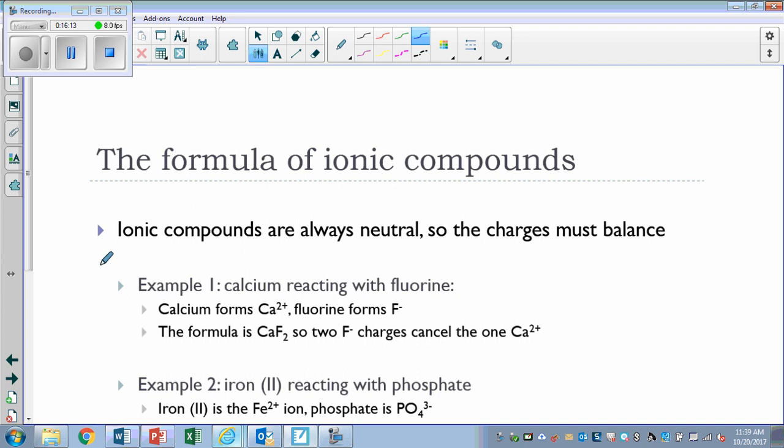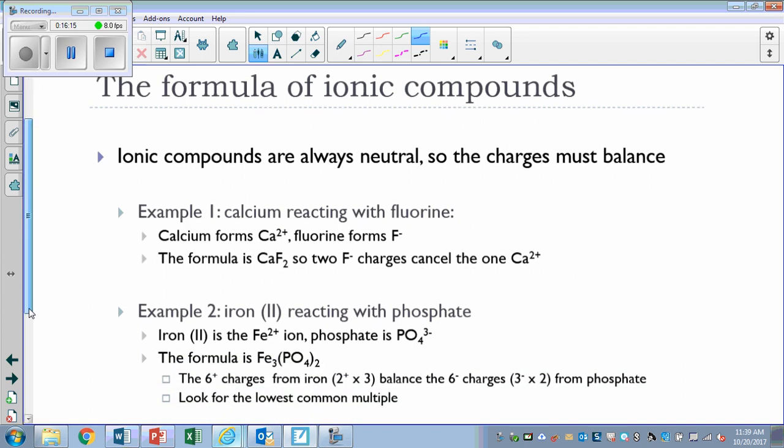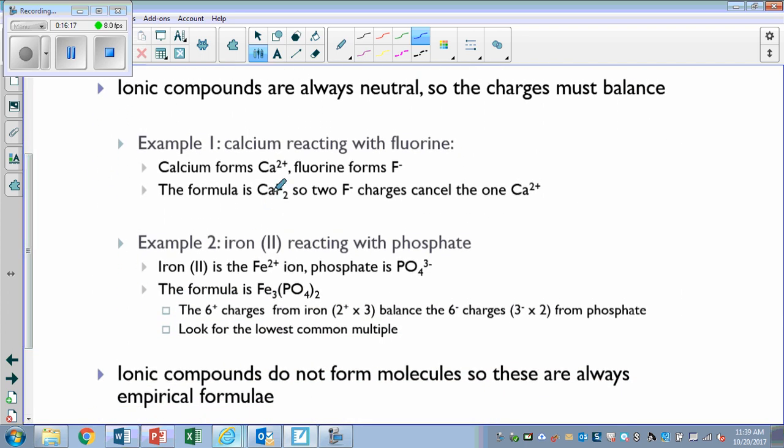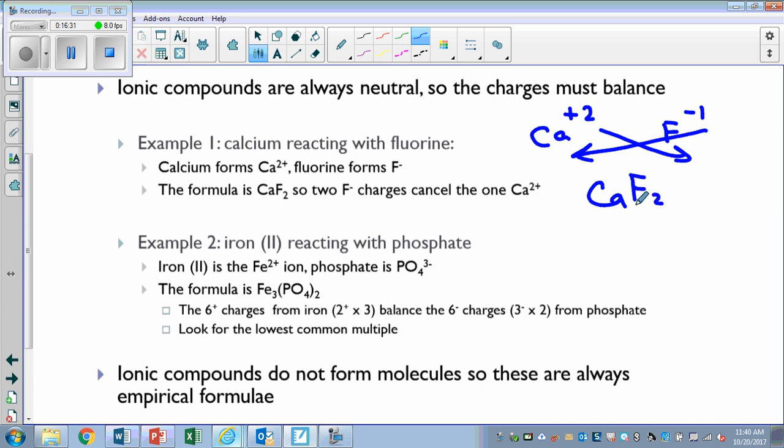Now let's talk about how we write formulas of ionic compounds, whether we're dealing with monatomic ions or polyatomic ions. I'm sure you all remember this: calcium plus 2, fluorine minus 1. With opposite charges, we do the crisscross method. So 1 goes to calcium, 2 goes to fluorine. We write it as a subscript. For transition metals with multiple oxidation numbers, we use Roman numerals.